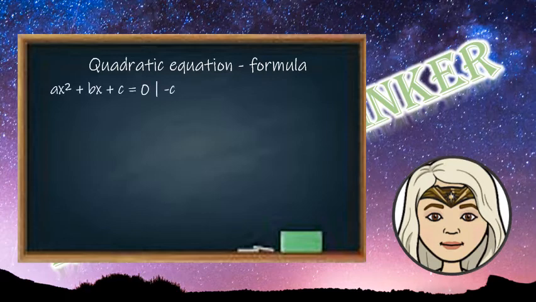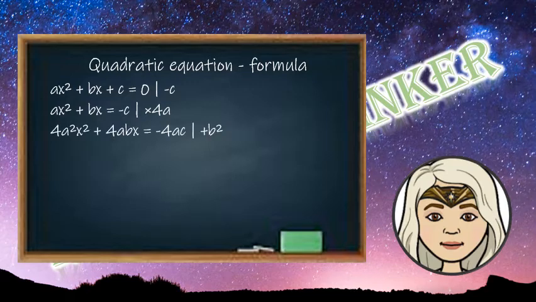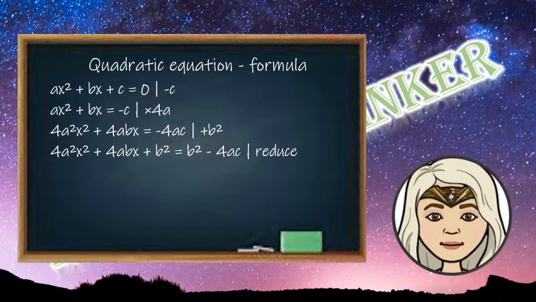ax squared plus bx plus c equals 0. Step 1. Subtract c on both sides: ax squared plus bx equals negative c. Step 2. Multiply each side by 4a: 4a squared x squared plus 4abx equals negative 4ac. Step 3. Add b squared to both sides to complete the square: 4a squared x squared plus 4abx plus b squared equals b squared minus 4ac.